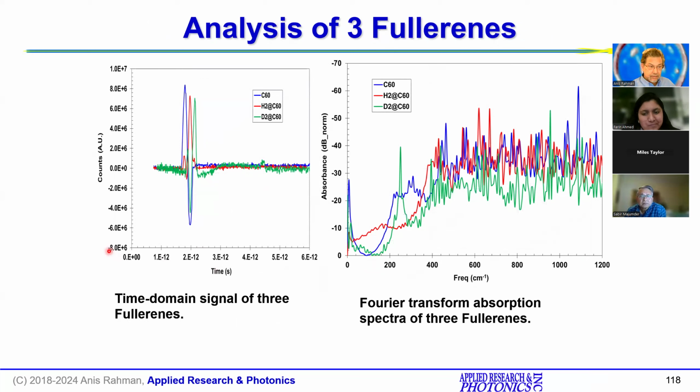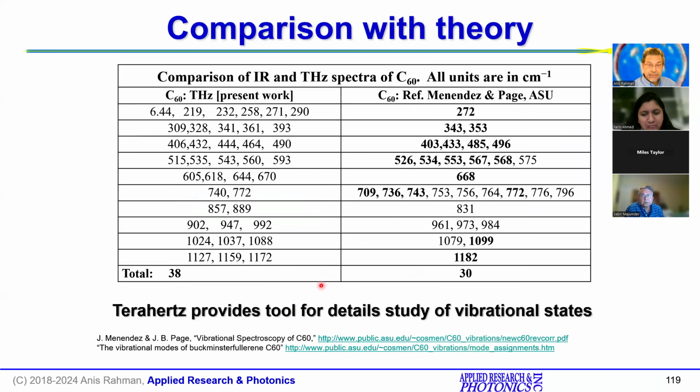Because when we take an interferogram with a terahertz time domain spectrometer, this is 6 picoseconds on the x-axis, and we have a C60, which is pure C60, and then endohedral with hydrogen and endohedral with deuterium. So this gives us a very nice way of comparing what happens to C60 when you impregnate it with hydrogen and deuterium. Comparing to the work of Menendez and Page, we see that a lot of the things come close to matching, but some of the things are slightly different.